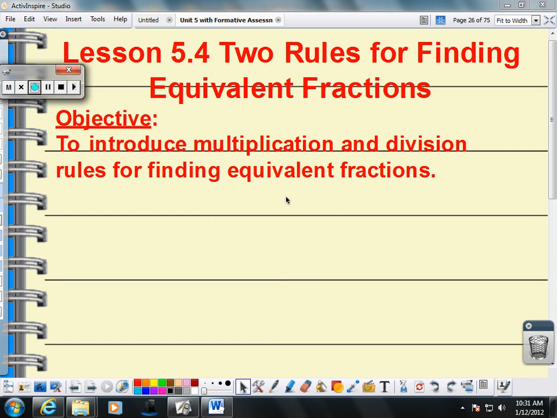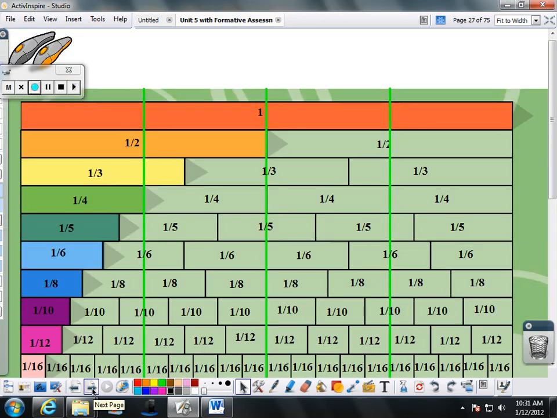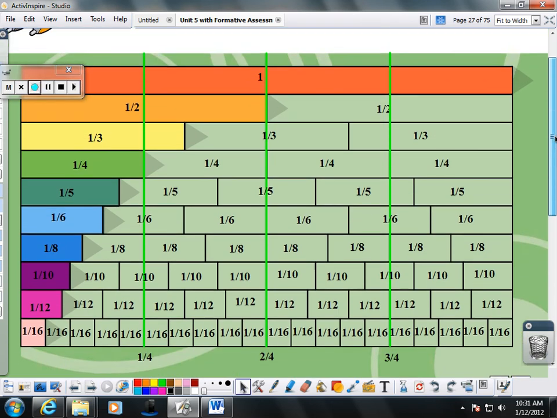So today we are spending the majority of our time working with something we've already done before, but I'm not sure if you guys knew you were finding equivalent fractions. So let's review very quickly. We're going to take a look at our fraction wall, and we looked at this the other day.